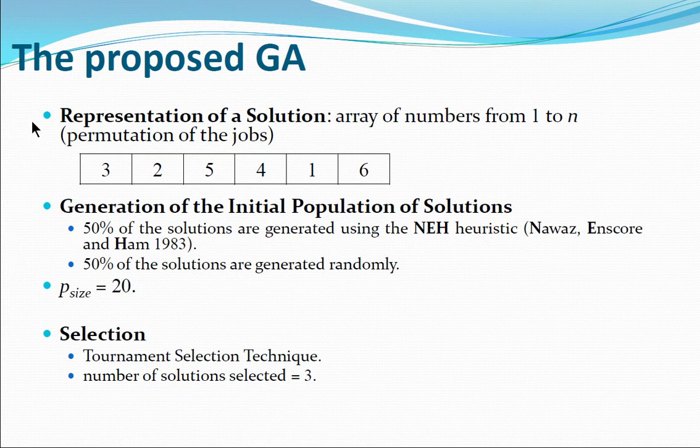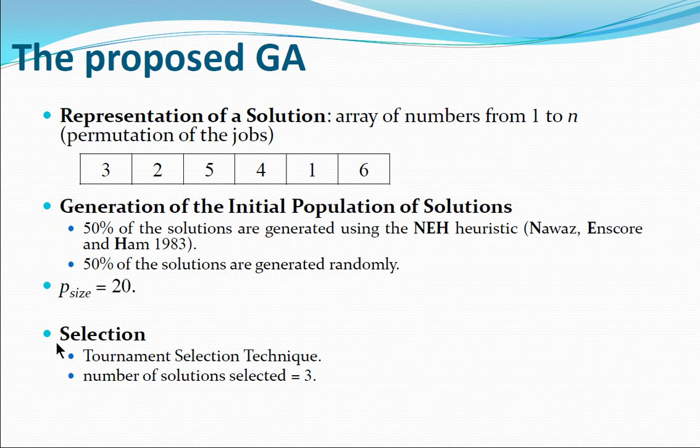About our implementation of the genetic algorithm, to represent the solution we use an array of numbers from 1 to n that represents the permutation of jobs, as you can see in this example. To generate the initial population, 50% of the solutions are generated using an NEH heuristic adapted to generate more than one solution. The other 50% of solutions are generated randomly. In this paper, we use a population size of 20 solutions.